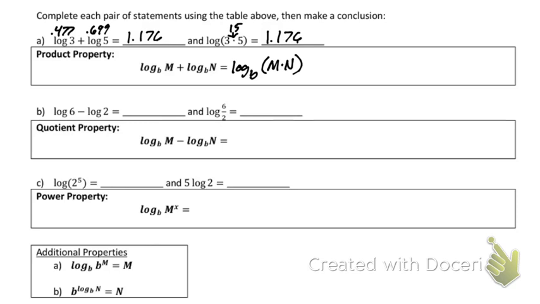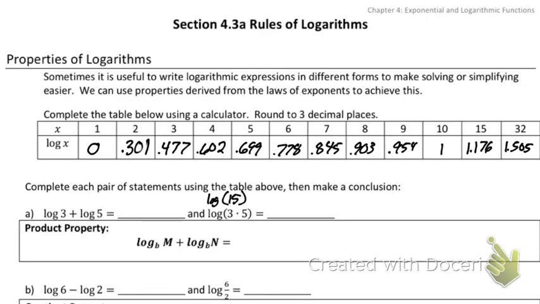Our next one is log base 10 of 6 minus log base 10 of 2. Who got that? What does that equal? Olivia? Say that one more time. 0.477. And what happens when we look for log of 3? Well, log of 3 is 0.477. It's right there.